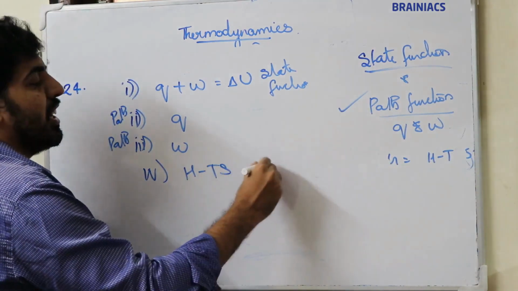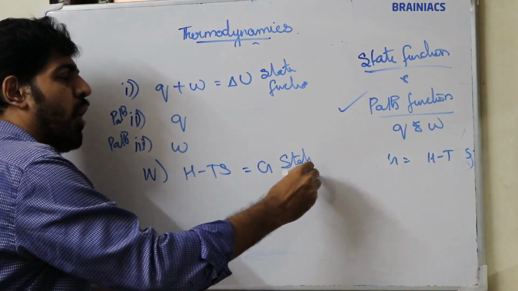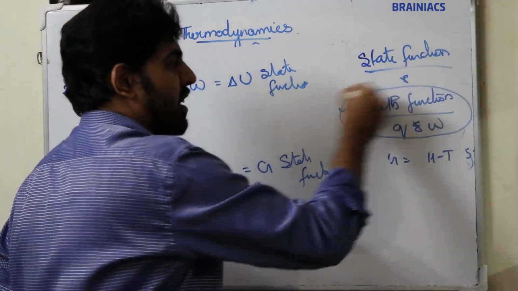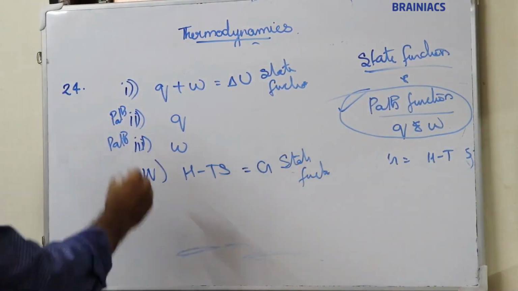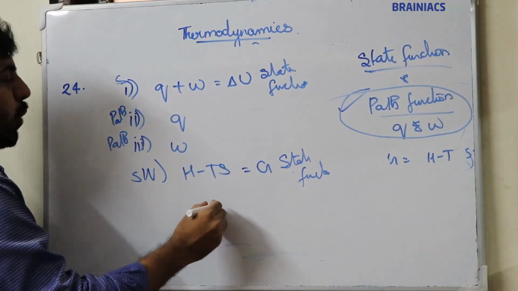So it's G, Gibbs free energy. It's a state function. Only two path functions are there in thermodynamics, heat and work. So this is a state function, and this one is also a state function. The two path functions are Q and W.